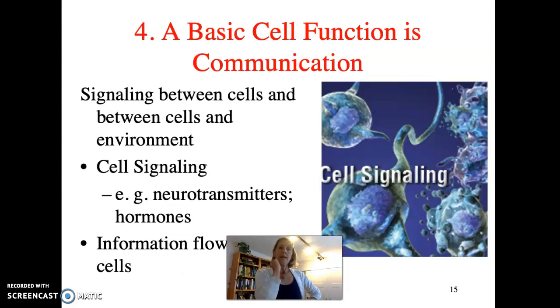4, the basic cell function is communication.